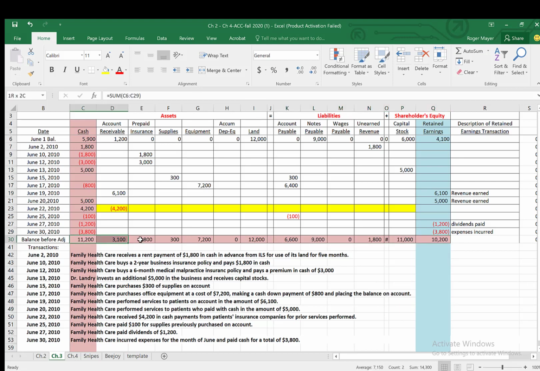To make sure that these equal, what we have here for our assets is $38,600. For our liabilities and stockholder equity, we also have $38,600. So the transactions are in balance.